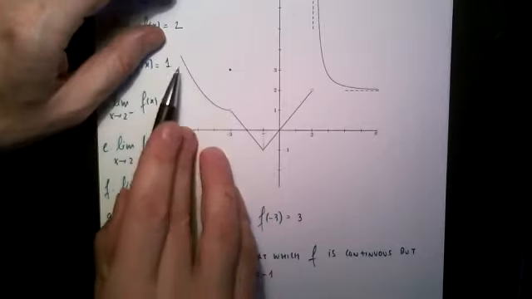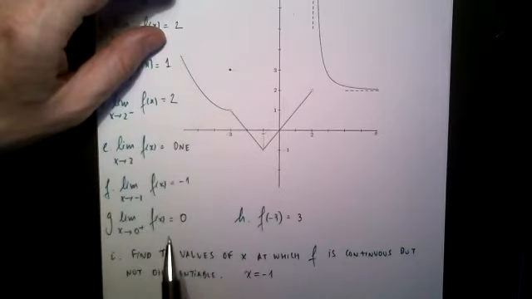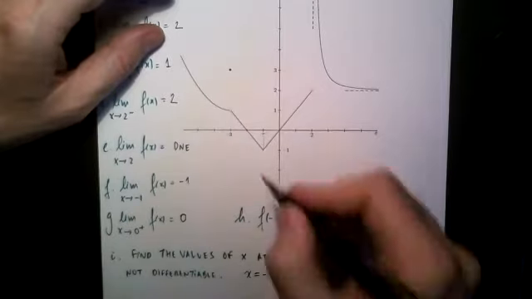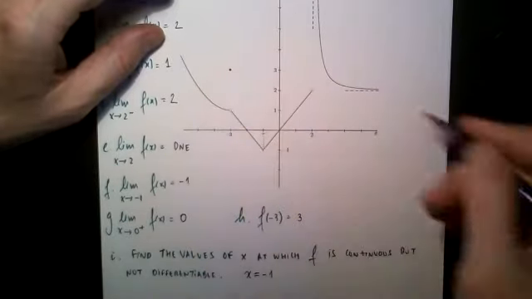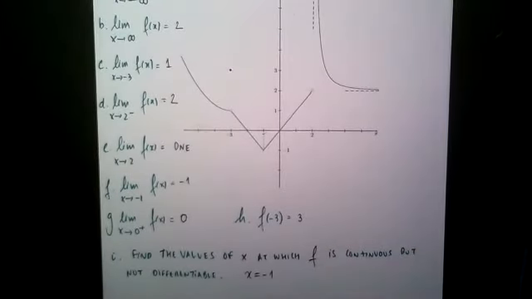As you see, I cannot draw my graph without lifting my pen. It's not continuous. Okay, and so continuous means you could draw without lifting the pen. Differentiable means there's no pointy part. It's very smooth. That's it. Okay, that was question 1. Any questions?